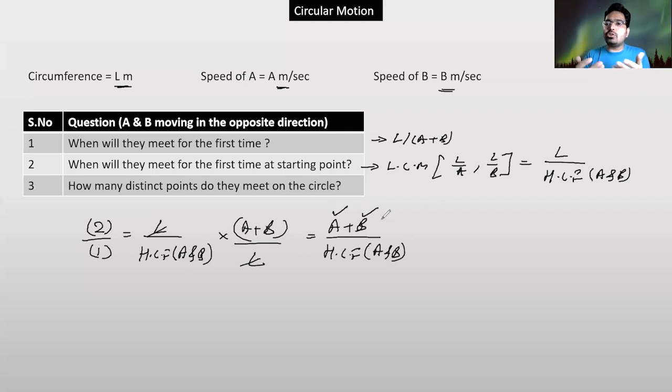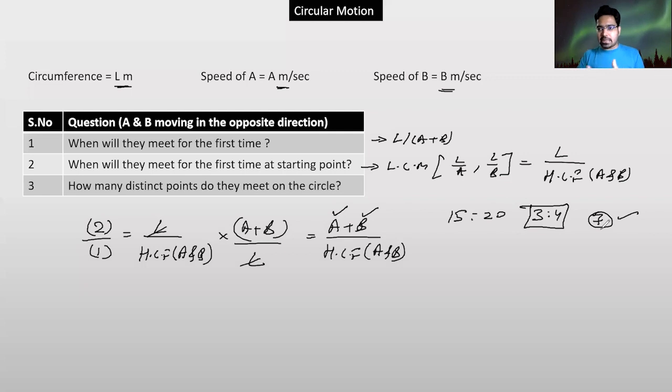So if you bring down the speed ratio to its simplest form, then the sum of those two values will give you the number of distinct points. For example, if the speed is 15 meters per second and 20 meters per second, then what will be the ratio? 3:4. If they're moving in the opposite direction, then they will meet at 7 distinct points. You can apply that result directly, and that is something that you can very easily see over here.